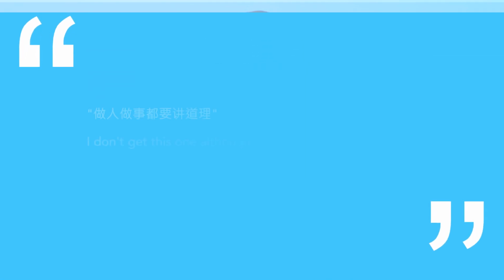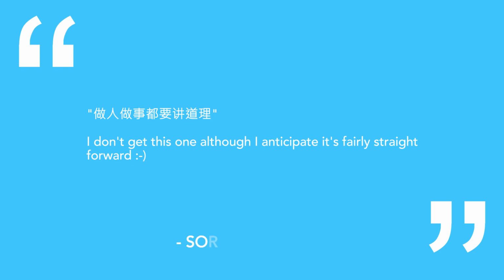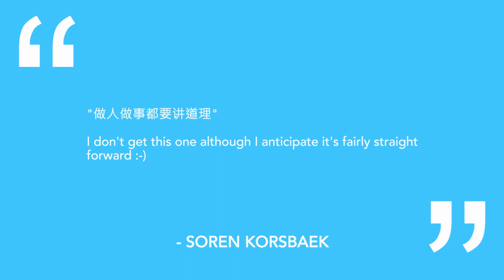So here's a sentence. 做人做事都要讲道理. I don't get this one, although I anticipate it's fairly straightforward. Yeah, I can understand why this one might be a little bit strange. So let's talk about the two things here. 做人做事. So 做事 means do things. So its meaning of handle affairs makes sense. 做事. Okay, I'm going to handle things, right?